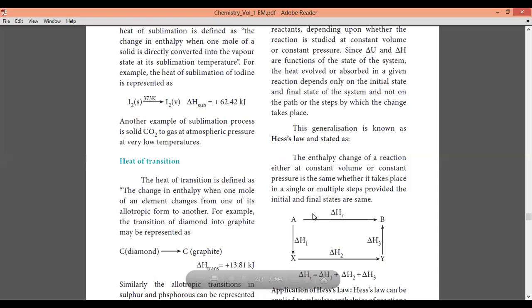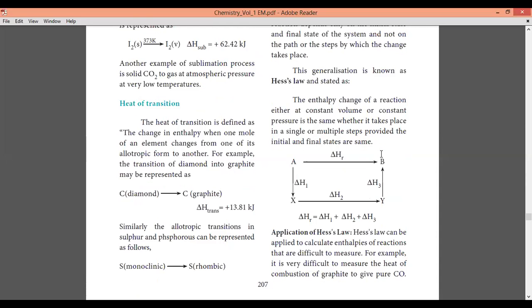The example given for this Hess's law is in this picture. Delta H R is the change in enthalpy of the reaction. You can see delta H1, delta H2, delta H3. A and B are the reaction, and this refers to the change in enthalpy of the reaction. From A to X, X to Y, Y to B, each change is named delta H1, delta H2, delta H3. When we sum up, the whole reaction delta H R will be equal to delta H1 plus delta H2 plus delta H3.